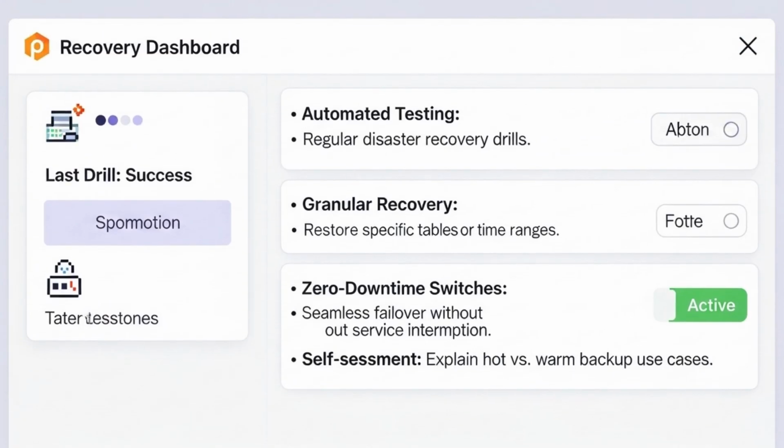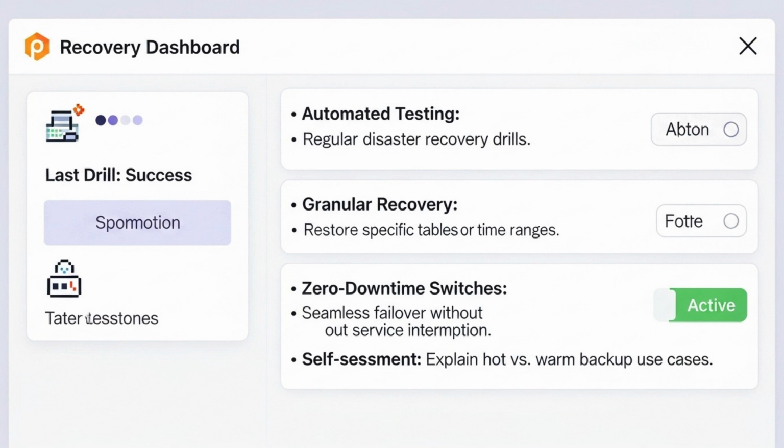To truly master production-grade recovery, there are a few success patterns you must embrace. First, automated testing. This means monthly disaster recovery drills using production backup data in isolated environments. Your teams need to practice full recovery procedures regularly to minimize stress during an actual incident. Think of it like fire drills for your data. Second, granular recovery. Instead of restoring entire databases, you should be able to recover specific tables or even time ranges. Users care about bug logs. This precision saves significant time and effort.